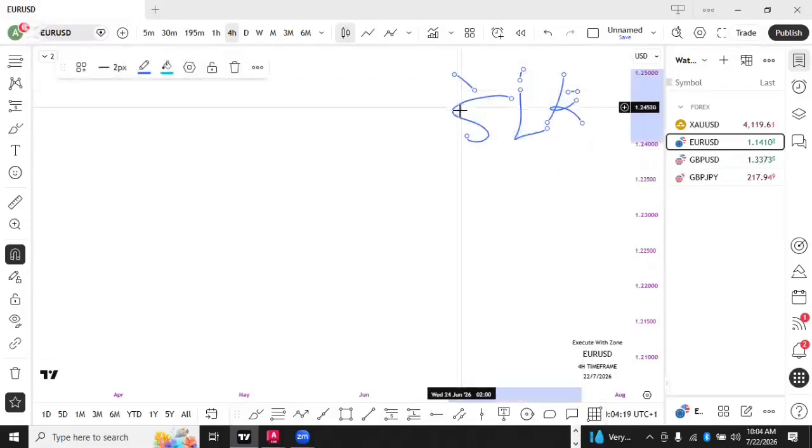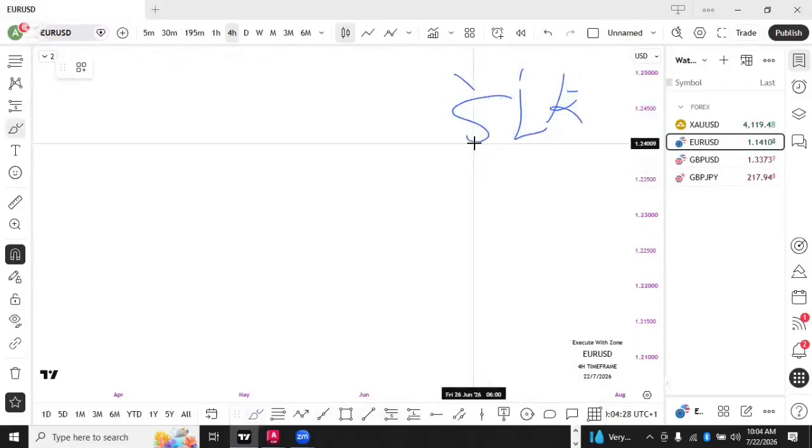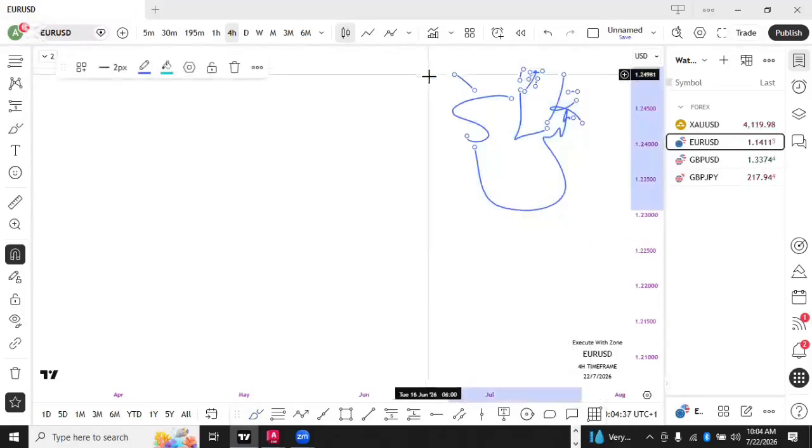So I'll be talking more about this structure, how you can use your structure and your key level. I won't really be talking about liquidity because once you have a valid structure and a valid key level, you will definitely find liquidity inside it. But let's dive into the chart and see that now.